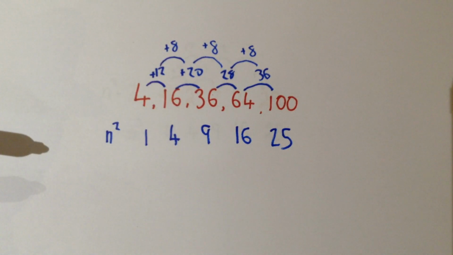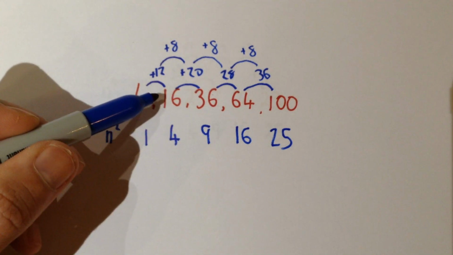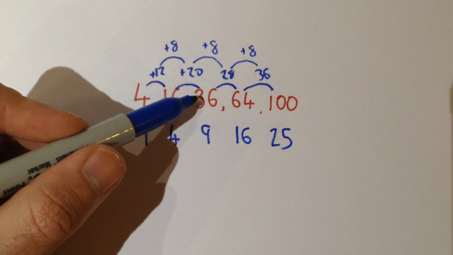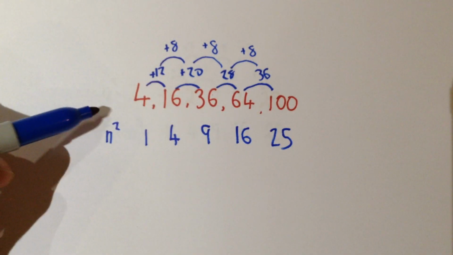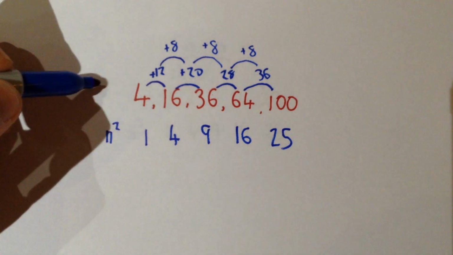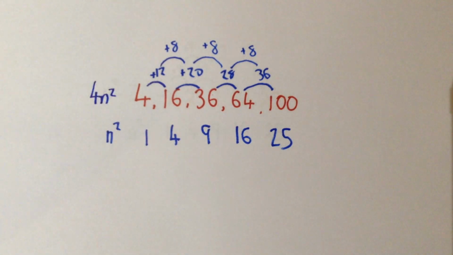Actually, we're multiplying by 4. 1 times 4 is 4. 4 times 4 is 16. 9 times 4 is 36, and so on. So we want 4 lots of the squared numbers. So our nth term is actually 4 n squared.